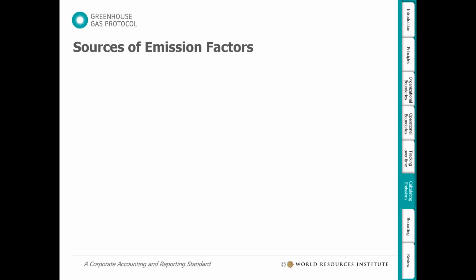It's also worth pointing out that emission factors are also generally more accurate for stationary and mobile combustion sources and less accurate for process and fugitive sources. So companies, just to recap, should be mindful of potential inaccuracies in the emission factors used, and that's especially the case for non-CO2 emissions and for process and fugitive emission sources.